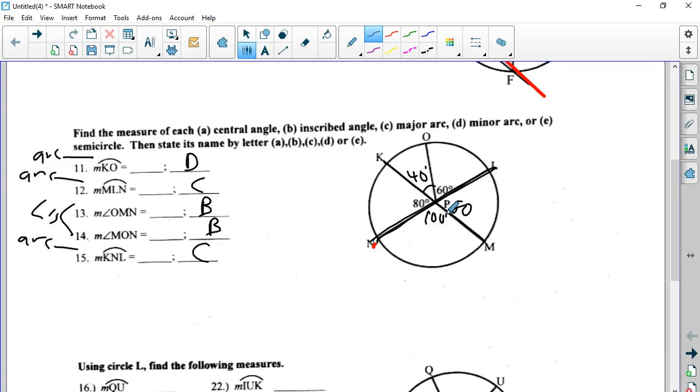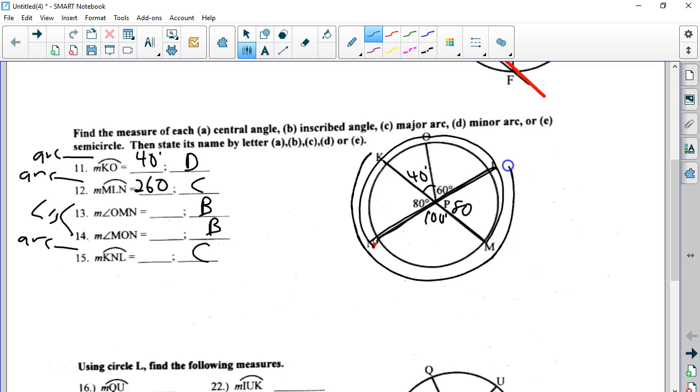So KO is 40. MLN is 80 plus 60 plus 40 plus 80. That's 260 degrees. I'm going to skip down to 15, K and L. Again, starting at K to N, that's 80 plus 100 plus 80, and that ends up being 260 also.